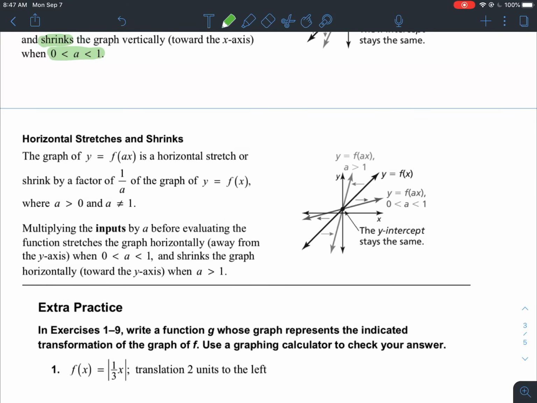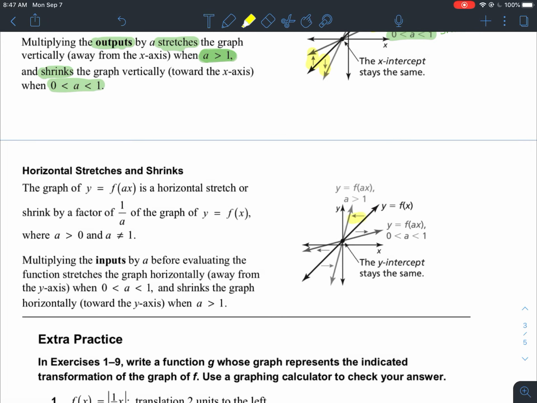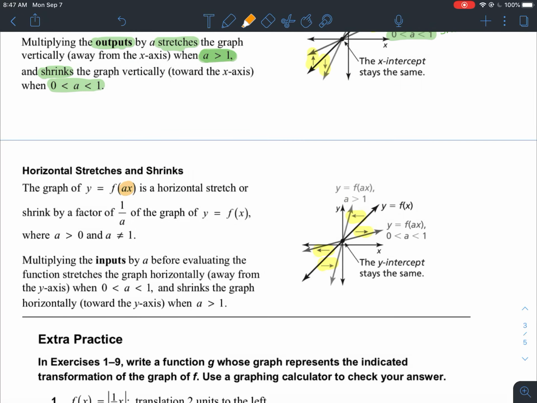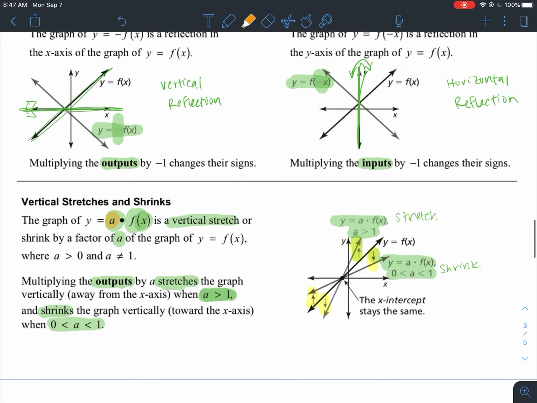Okay, those are vertical stretches and shrinks. Again, they're happening vertically, like this. Compare that to the horizontal stretches that are happening horizontally, like this. Okay, so the graph of y equals f of ax, right there. Compare that to our vertical stretches, which again, the a was outside of our function.